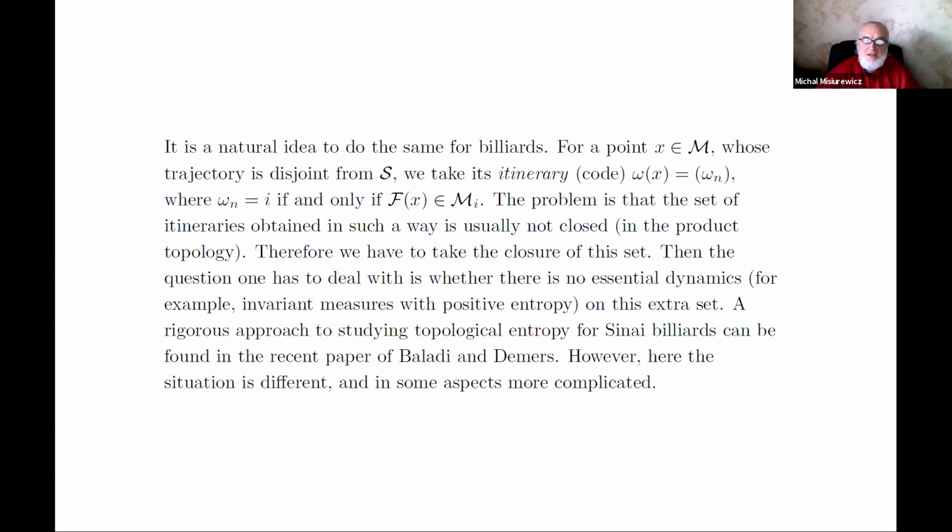Okay, and then you divide your boundary into pieces and make a coding. So what is the itinerary of the trajectory? Now I'm talking about the discrete system, so from the boundary to the boundary. Okay, and the script capital F is the map.